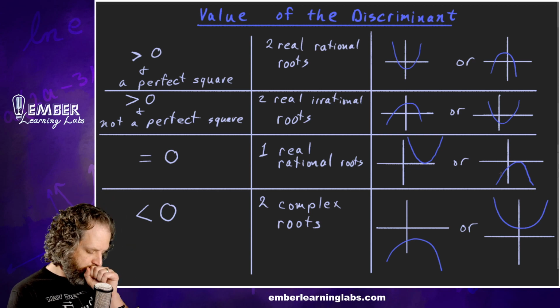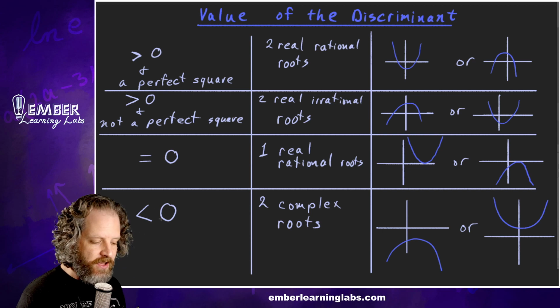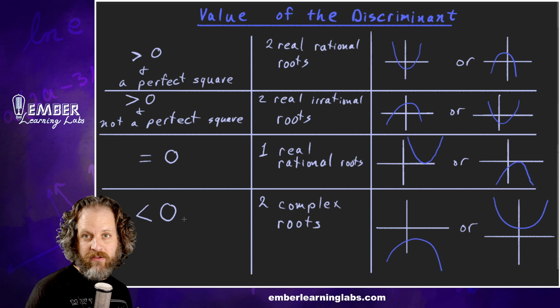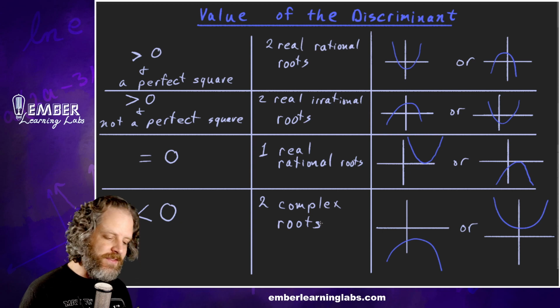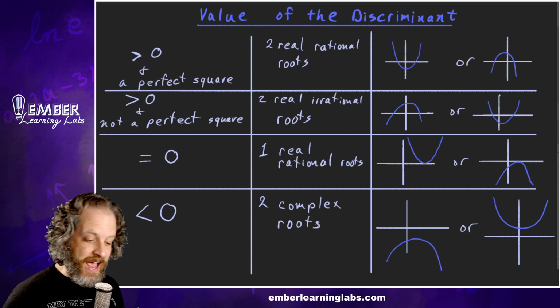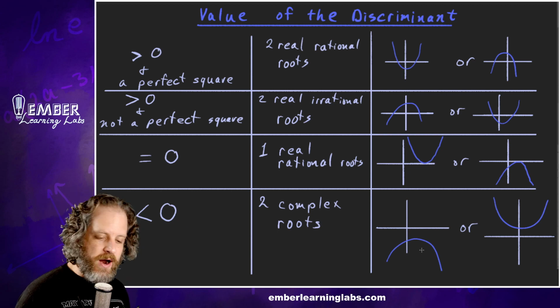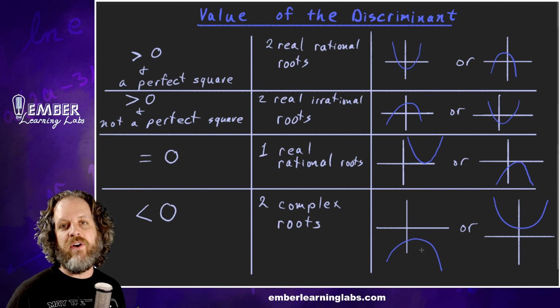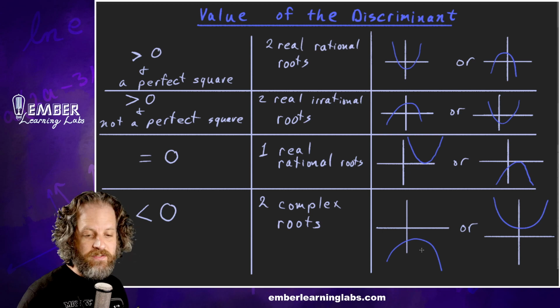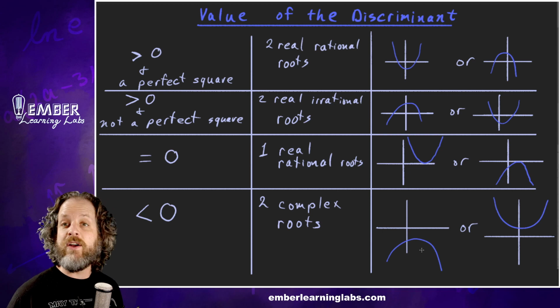And then finally, if your discriminant b squared minus 4ac is less than 0, so if it's negative, then you have 2 complex roots. So it's going to have i's in it, right? And that's something like these, where it wouldn't actually cross the x-axis. And that's all there is to the discriminant and solving quadratics using the quadratic formula.